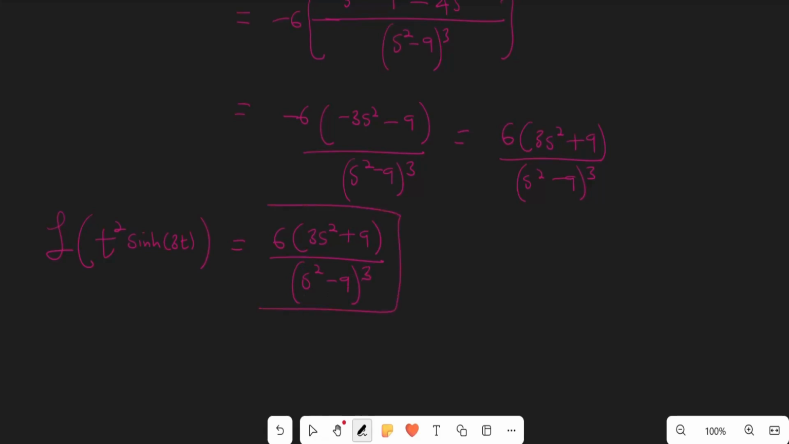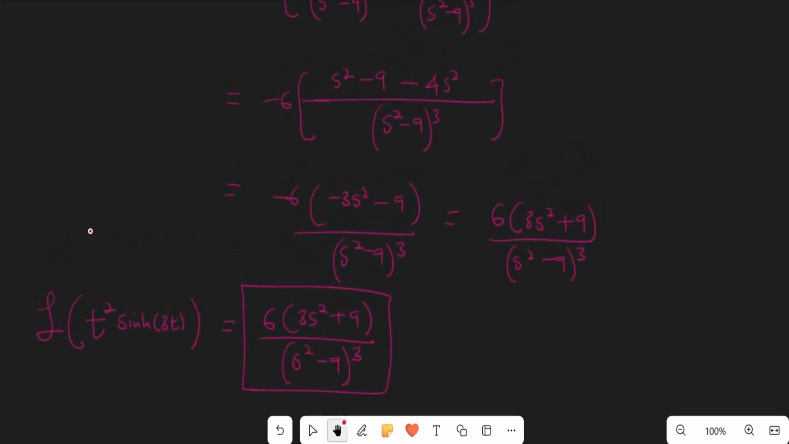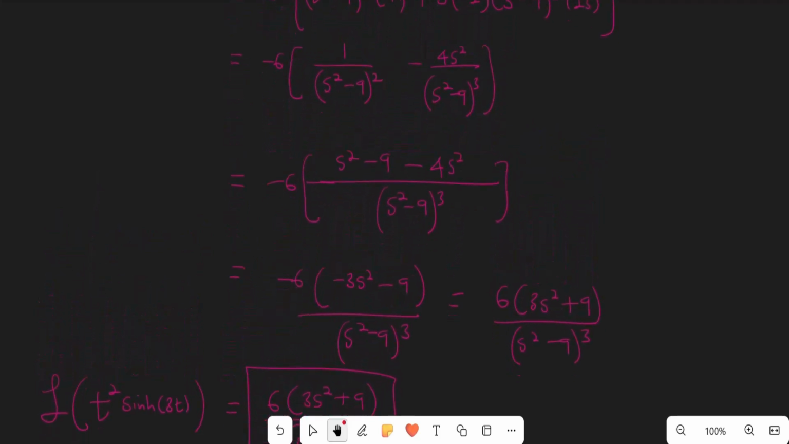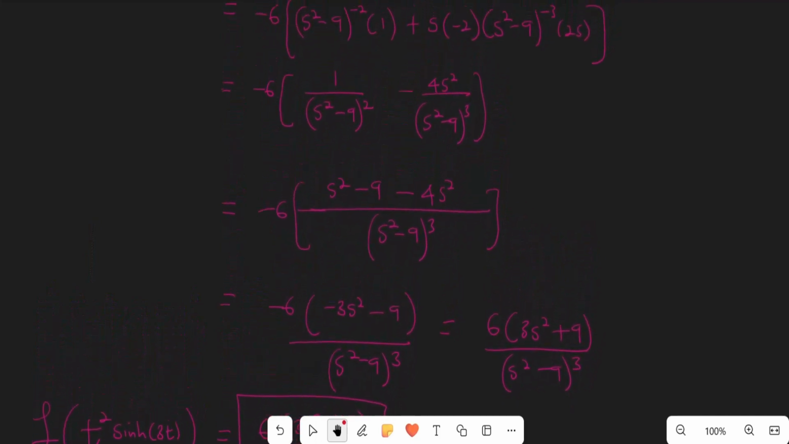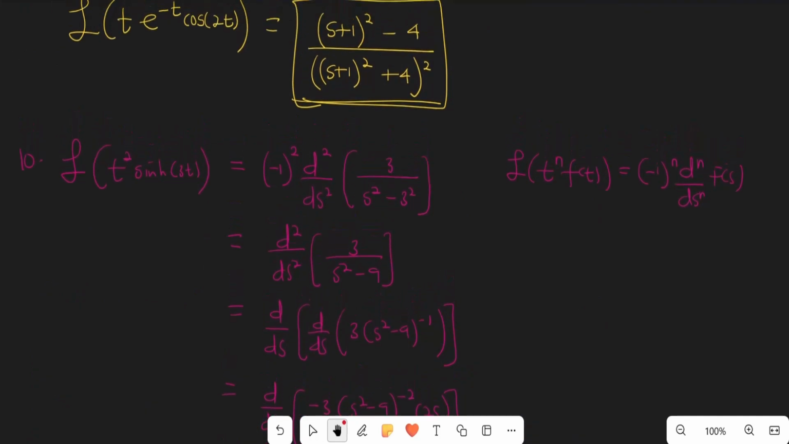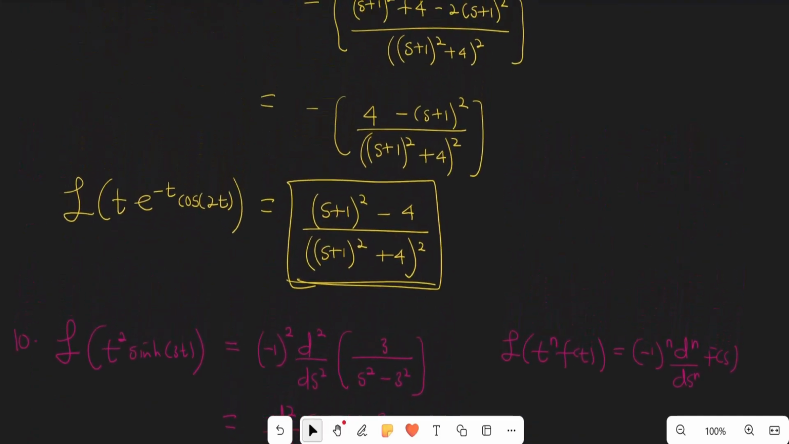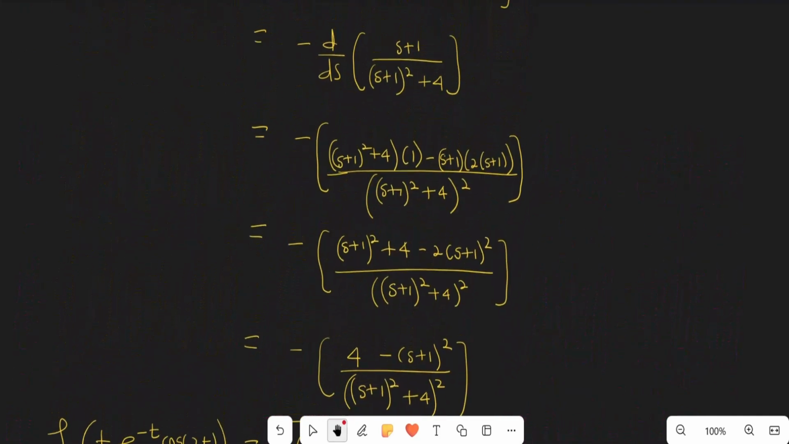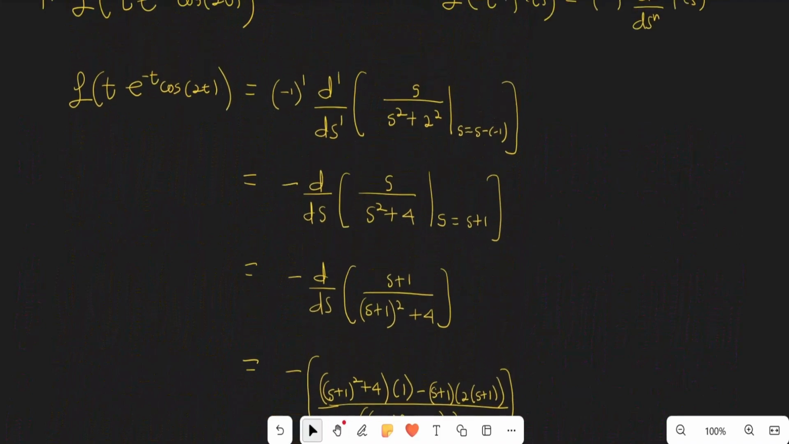And we can put that in a box and then wrap up the video. So this is the Laplace transform of the last one, and that concludes this video. So these are the Laplace transforms of like 10 different functions using all the Laplace transform formulas that we derived in my previous videos.